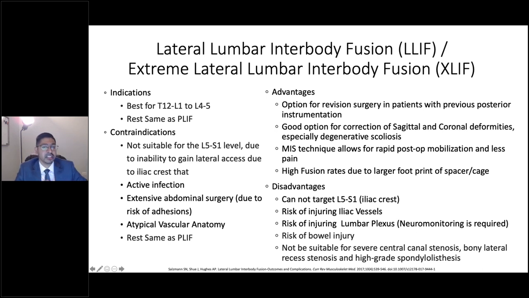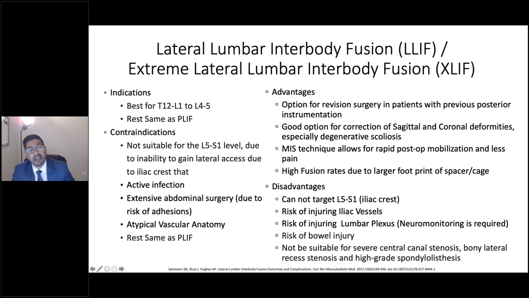Some of the advantages of this approach are the fact that you have good correction of sagittal and coronal imbalances, especially in scoliotic patients. Furthermore, because it is a minimally invasive technique, there's rapid post-op mobilization and it's less painful. Furthermore, there's a higher fusion rate because of the less manipulation of the posterior structures.